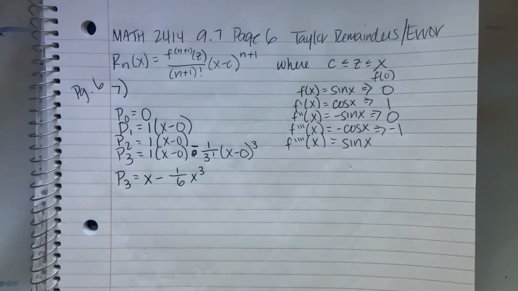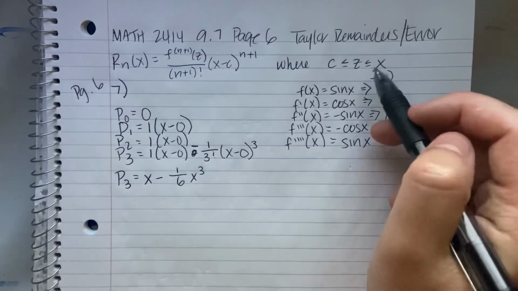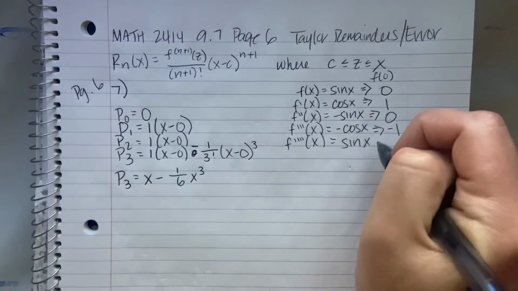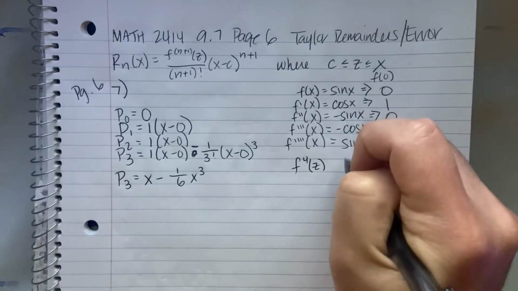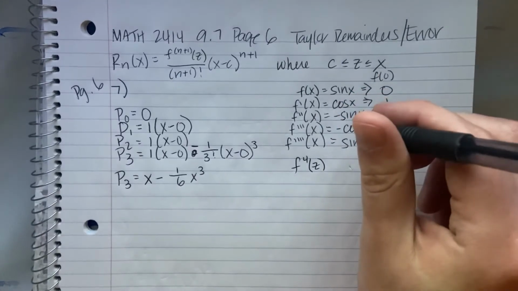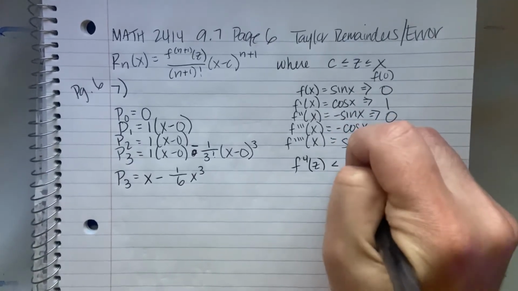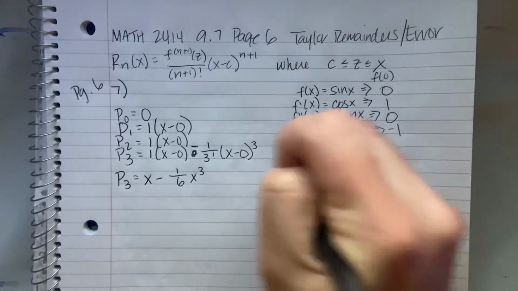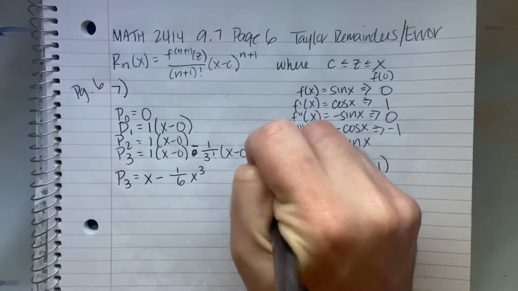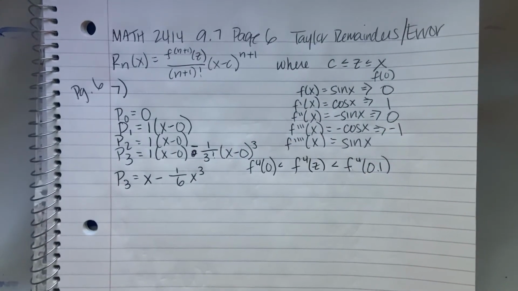Okay, so this is the polynomial, but we really want to determine the accuracy of this polynomial if I was to plug in 0.1. And to do that, I need to find my fourth derivative evaluated between c and x. So the fourth derivative is sine of x. And we know the fourth derivative of sine of x has got to be between, because of the way sine works, it's less than the fourth derivative plugging in 0.1, and greater than the fourth derivative plugging in 0, because those are my bounds. It's between 0 and 0.1.